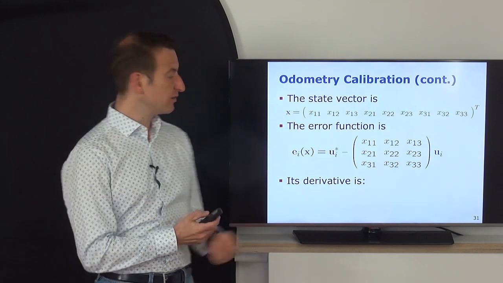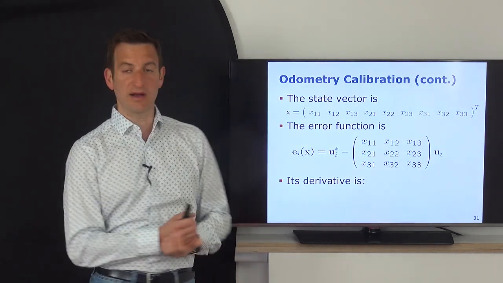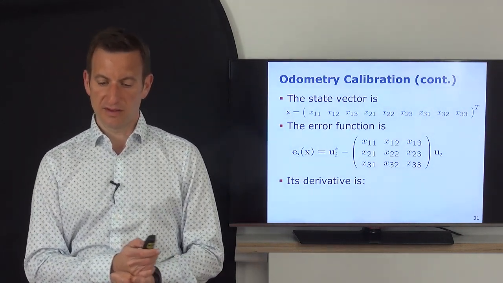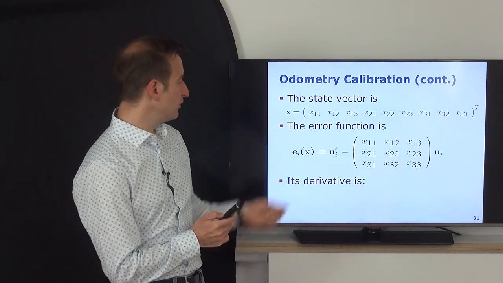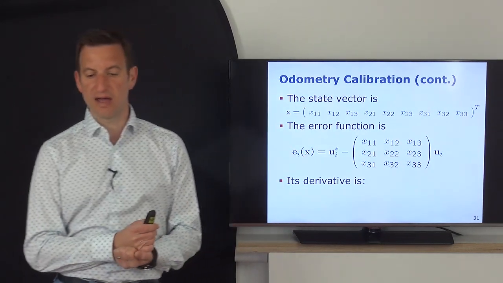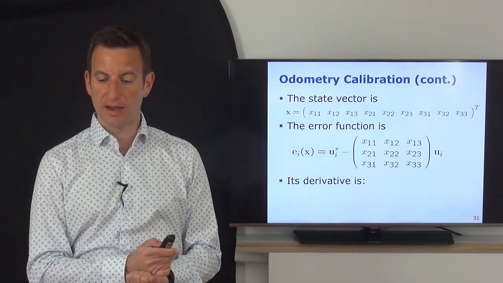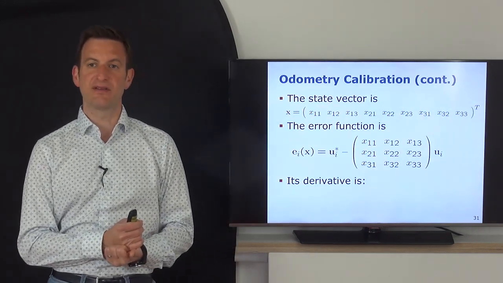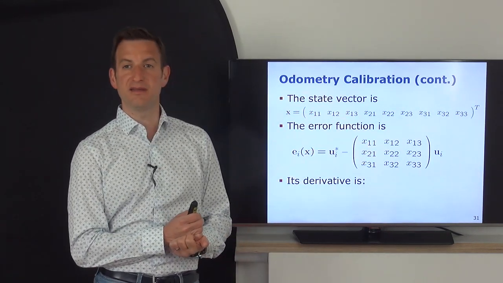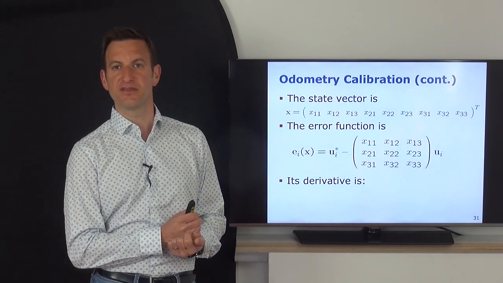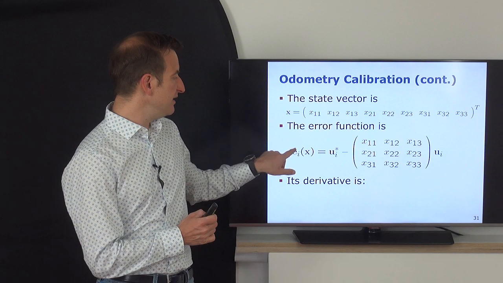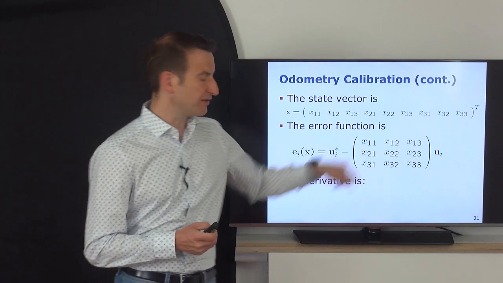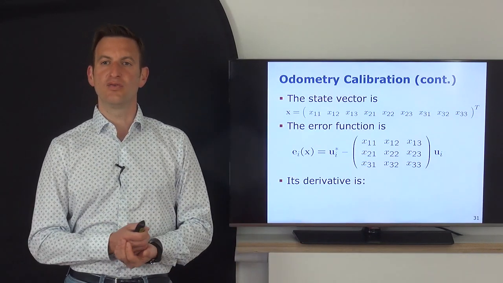The next step is that I need to take my error function and compute the first derivative of it. So how does this actually look like? I need to take this function and derive it with respect to the individual dimensions of my state vector. So it's basically dE by dx. I need to derive this expression over here with respect to all my unknowns.